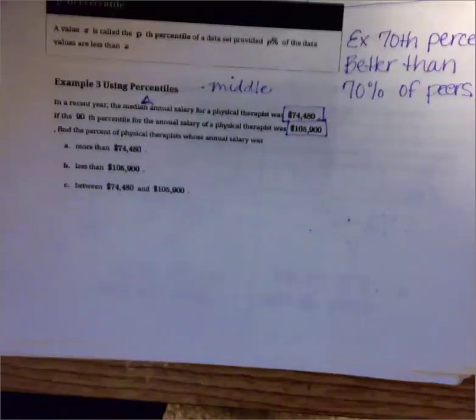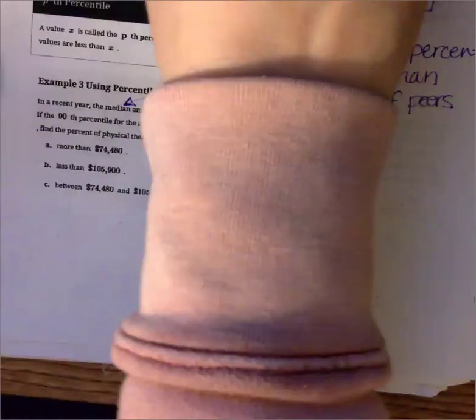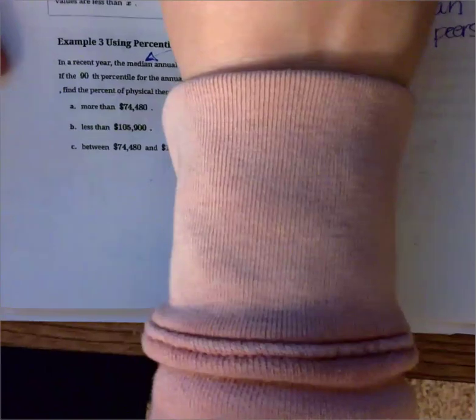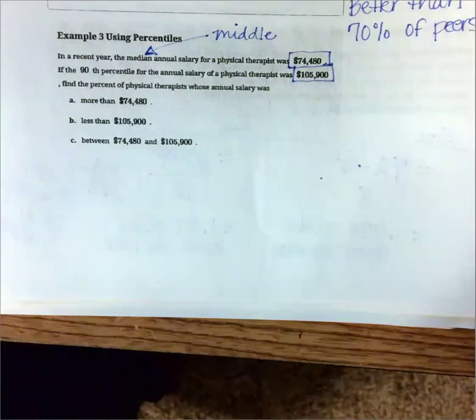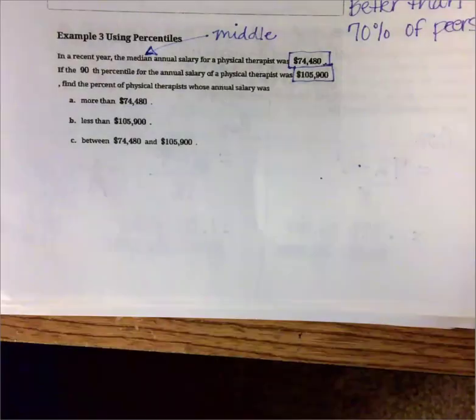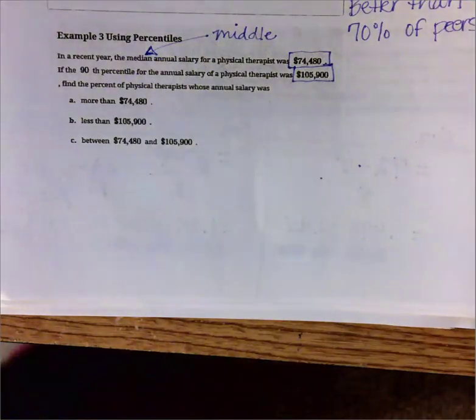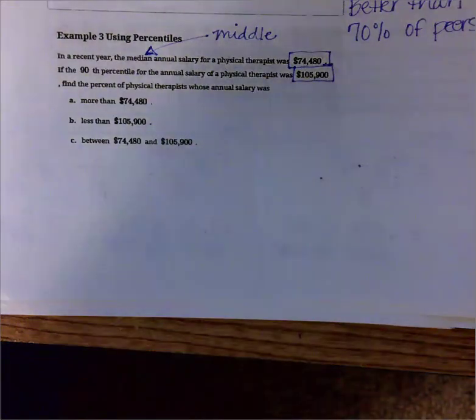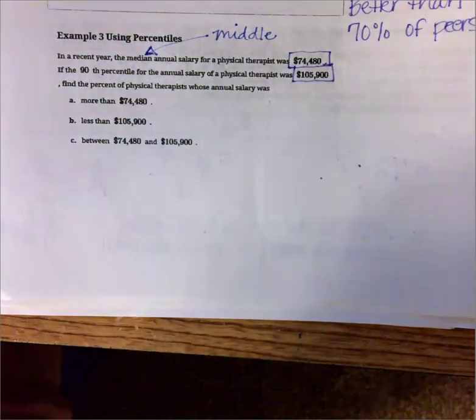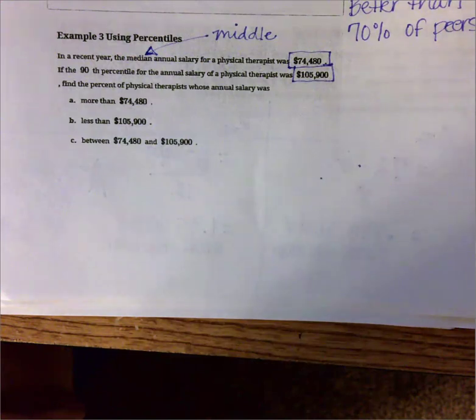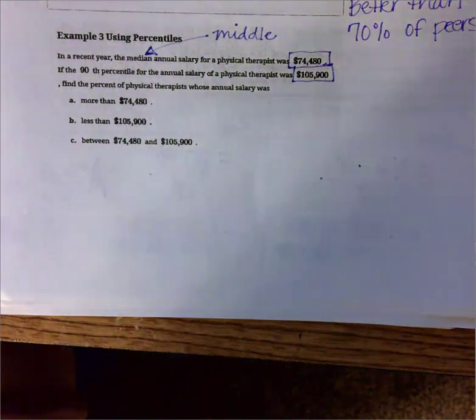So we'll do these one at a time. And zoom in a little bit here. So we're going to look at more than the $74,480, less than the $105,900, and then the percentile that would be between those two.